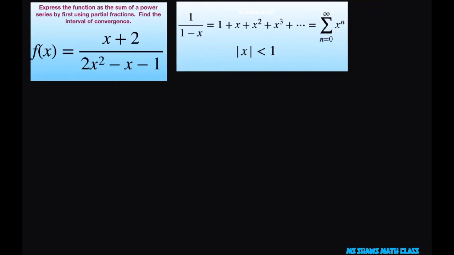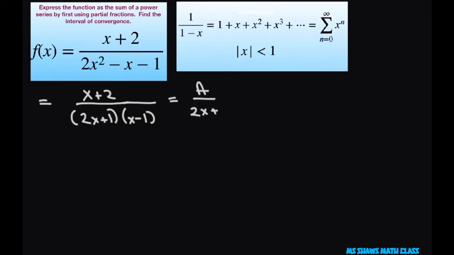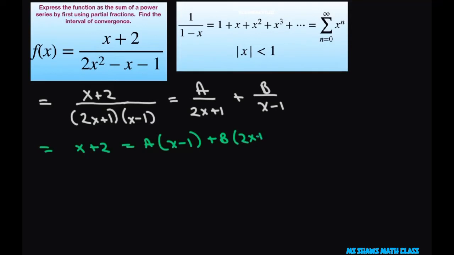We're going to write this as equal to x plus 2 divided by 2x plus 1 times x minus 1. And then this is going to equal a divided by 2x plus 1 plus b divided by x minus 1. Clearing the fractions, we're going to get x plus 2 equals a times x minus 1 plus b times 2x plus 1. Now, let's let x equal 1.